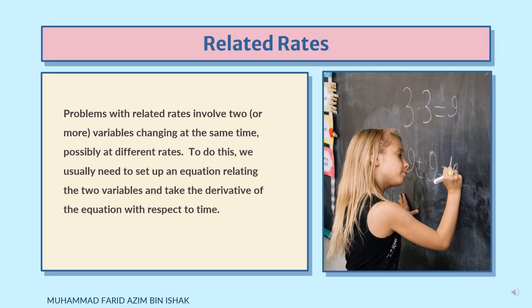Problems with related rates involve two or more variables changing at the same time, possibly at different rates. To do this, usually you need to set up an equation relating two variables and take the derivative of the equation with respect to time. You need to know the general formula as it will be used to make the equation for the problem statement. You also need to know how to find the total surface area for the object.